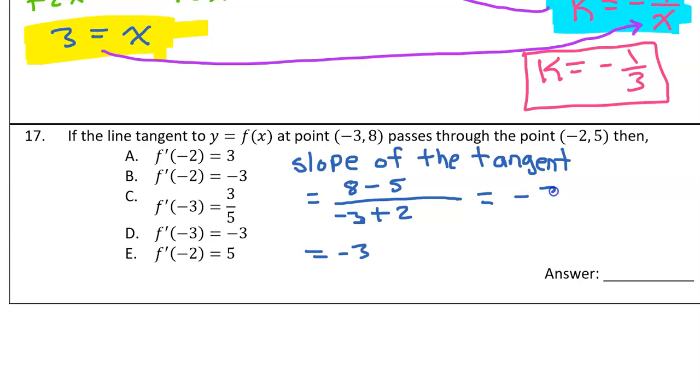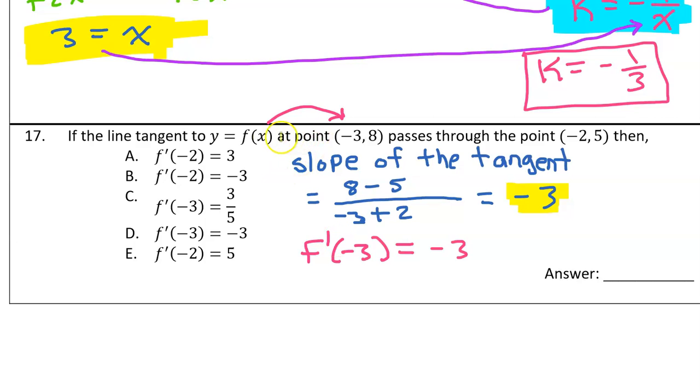In fact, I'm going to stick it over here. But that means the slope of the curve at this point is also -3, all right? The slope of the tangent line is the same thing as the slope of f of x at this point. But the slope of f of x is f prime, all right? The derivative is the slope of a curve at a point.